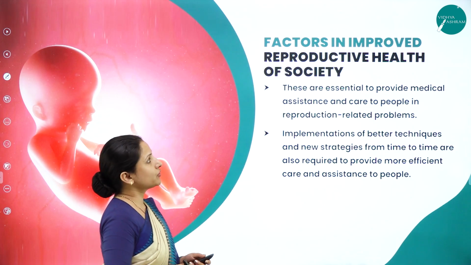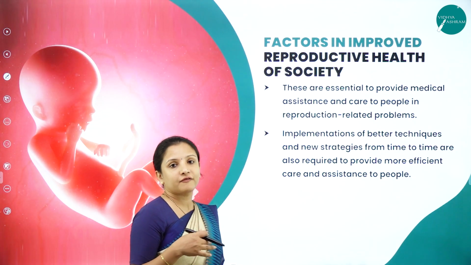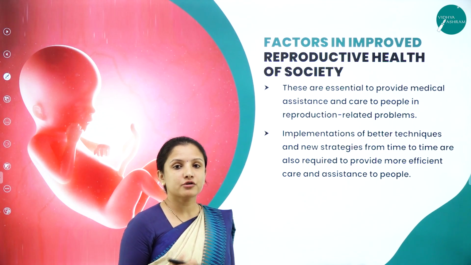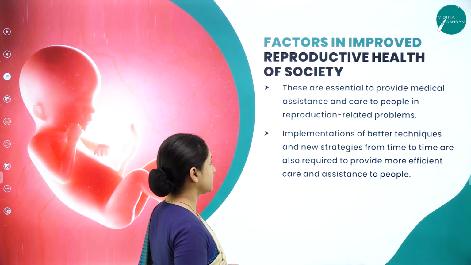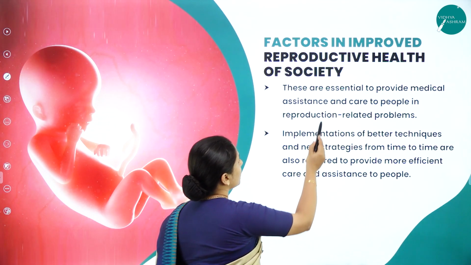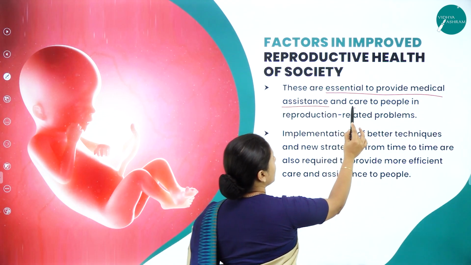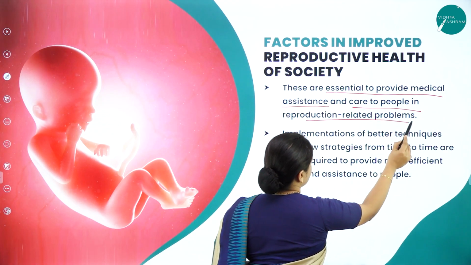Next, let's look into the factors in improved reproductive health of the society. So what all factors were applied in order to improve the reproductive health of the society? Some of the factors are very, very important because these are essential to provide medical assistance and care to the people in reproduction related problems.